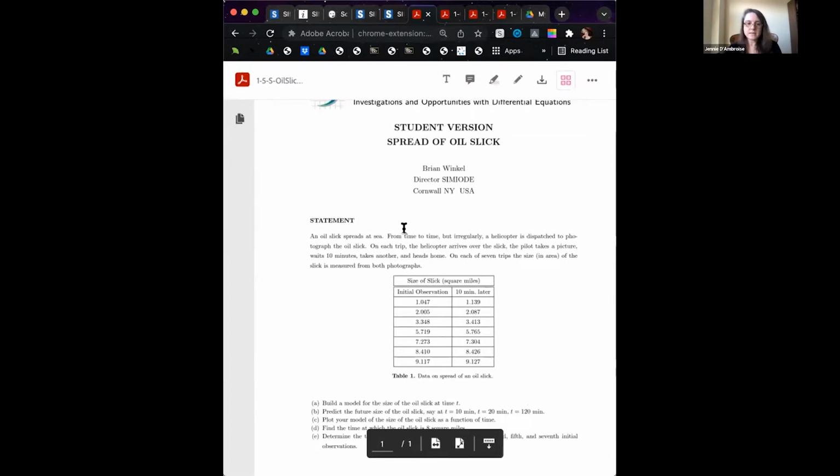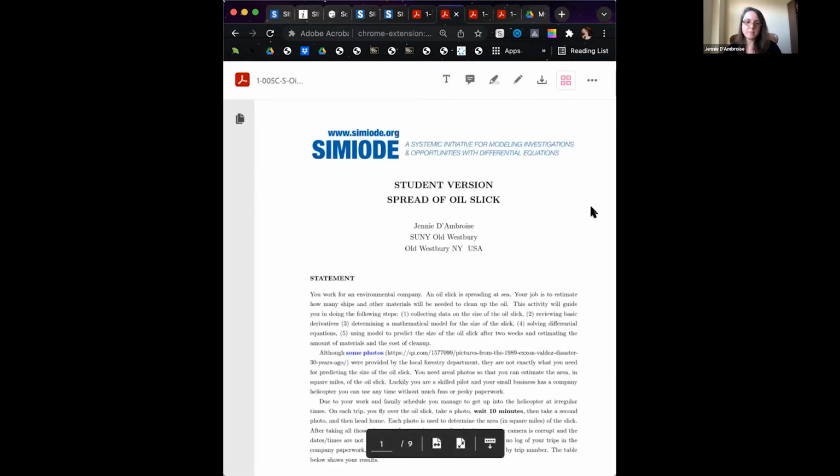So for example, when it says, from time to time, but irregularly, a helicopter is dispatched, I thought from a student's perspective, well, why is it irregular? Like, what's the helicopter's problem? Why can't it go on a regular schedule? And then here we've got the measurements. As you can see, each measurement is 10 minutes later. It gives you 2 measurements, the size initially and the size after 10 minutes, but it doesn't actually give you when those photos were taken. So I was thinking from a student's perspective, well, why wouldn't you know when they were taken? Is there a reason?